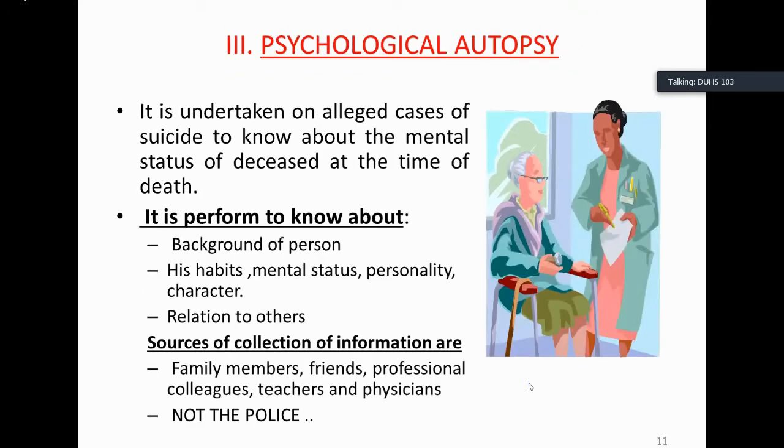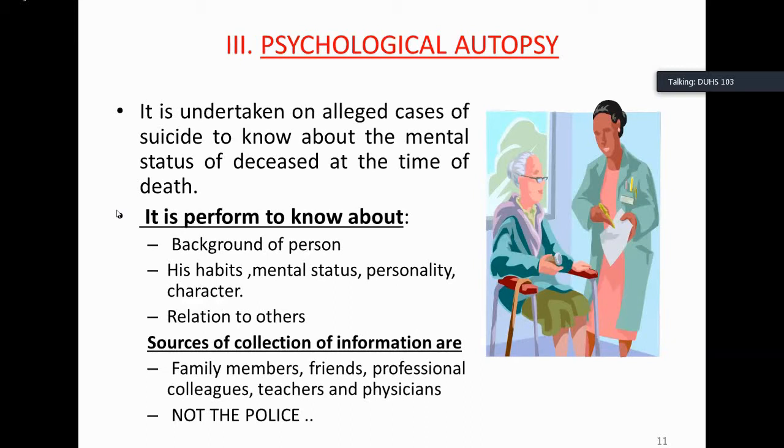Then the psychological autopsy. Psychological autopsy is undertaken on the alleged case of suicide to know about the mental status of the deceased at the time of death. Please kindly follow the proper definition, as yesterday I took the exam of the third year, and people were unable to give the proper definition of psychological autopsy. It is usually undertaken on the alleged case of suicide to look for the mental status of the deceased at the time of death. Okay?